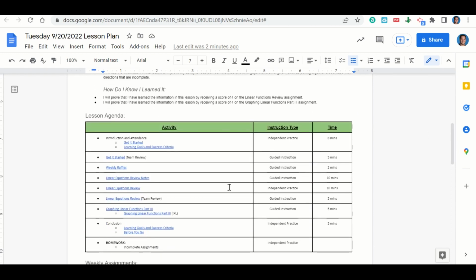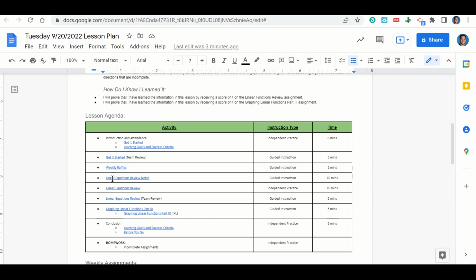Now let's take a look at our agenda for today. We will begin by going over our learning goals and success criteria. While we do that, you'll fill out your Get It Started. Once you're done with your Get It Started, we'll go over it together and answer any questions that you may have. Then we'll do our weekly raffle.